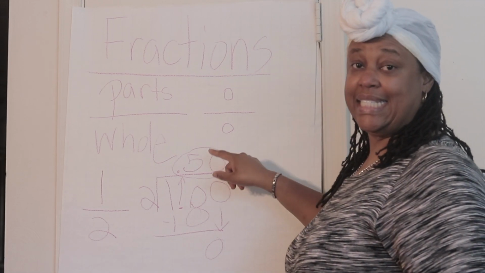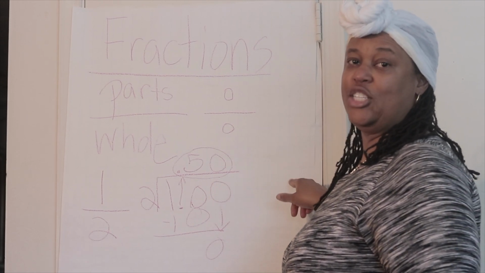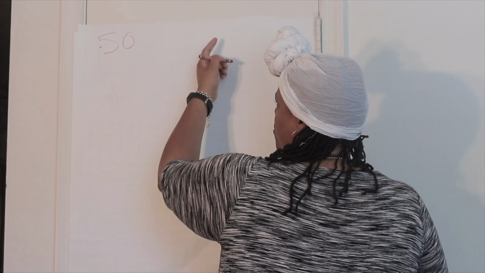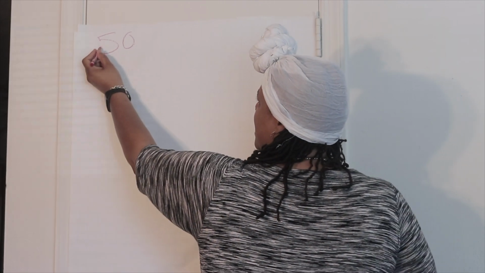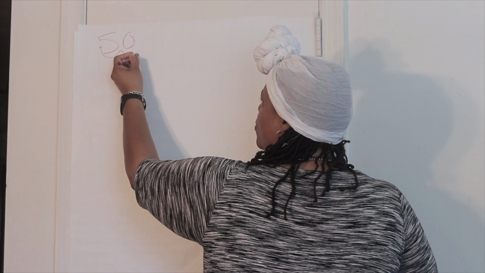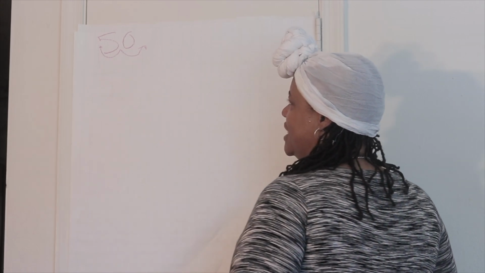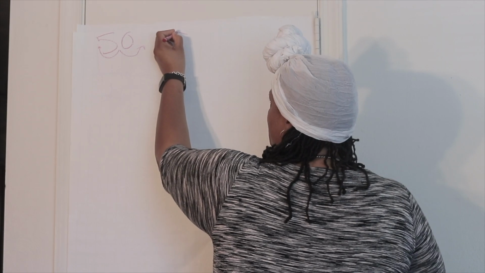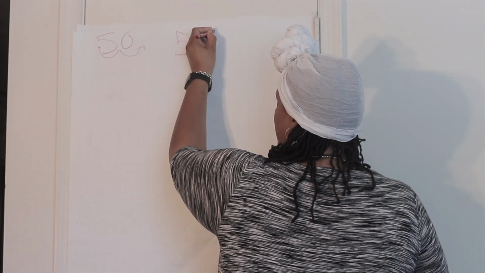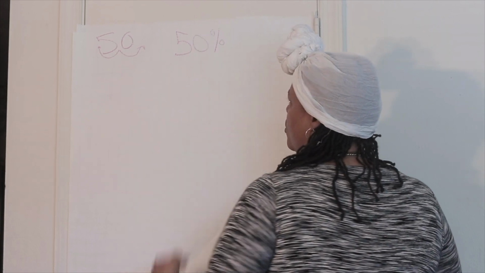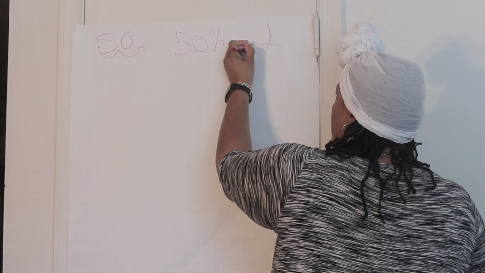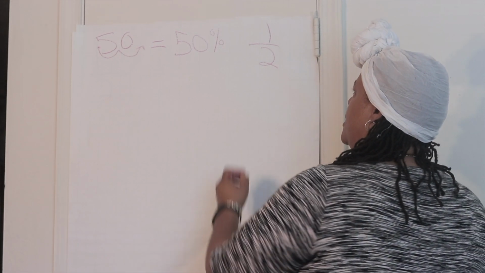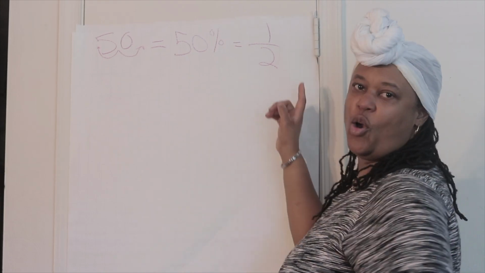Now we're going to take this same decimal and turn it into a percent. For our decimal to be turned into a percent, move the decimal 2 places to the right, which is the same as multiplying by 100. So once I move my decimal 2 places to the right, I get 50%. So 0.50 is the same as 50%, which is the same as 1/2.